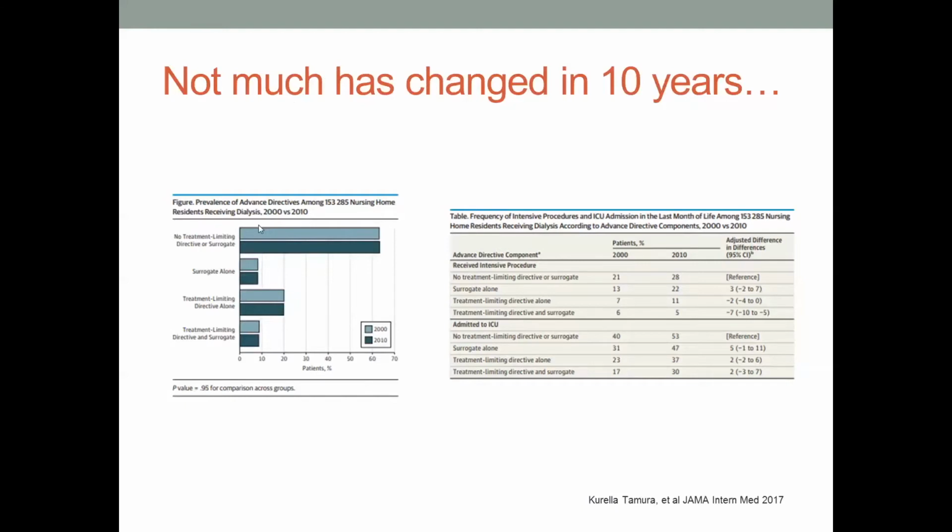anything documented. And on the right side, you can see that healthcare utilization in the last month of life has increased from 2000 to 2010. And this is even despite having these treatment-limiting directives in place. Although certainly, as you can see, it's helpful to have them in place.